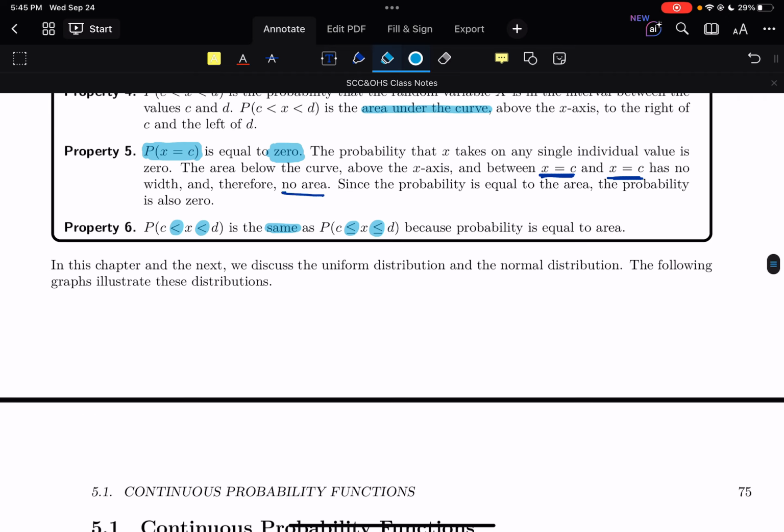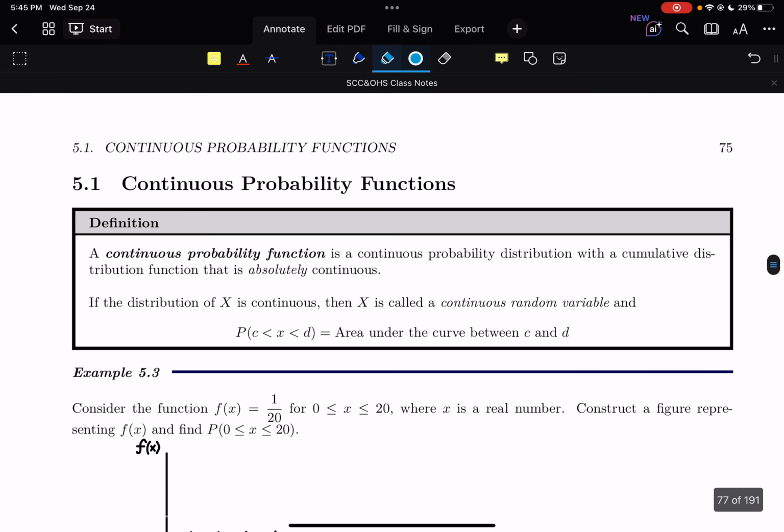So moving into section 5.1, we're going to talk about continuous probability functions. We know that a continuous probability distribution is going to give us some form of curve, and the area under that curve is going to represent a probability. Because we're working with a curve and not just individual points, we call this a continuous probability function, because that function tells us what the curve will look like. So f of x equals, whatever.